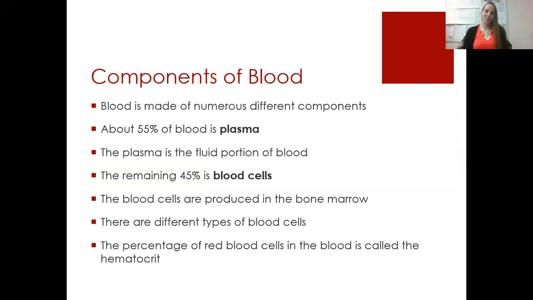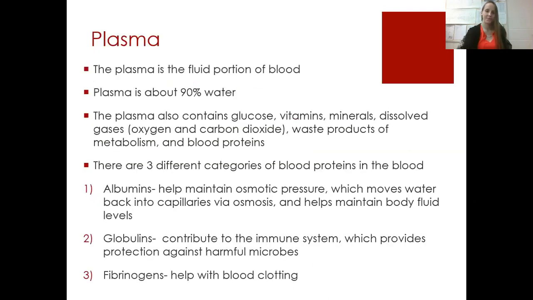So blood is made up of a bunch of different components. About 55% of blood is plasma, which is just the fluid portion of blood, and the remaining 45% is blood cells. Those blood cells are all made in the bone marrow inside of your bones, and there are a bunch of different types of blood cells. Your hematocrit is how many of your blood cells are red blood cells.